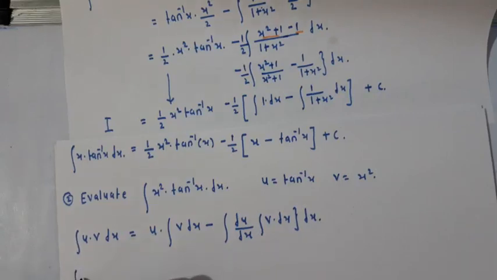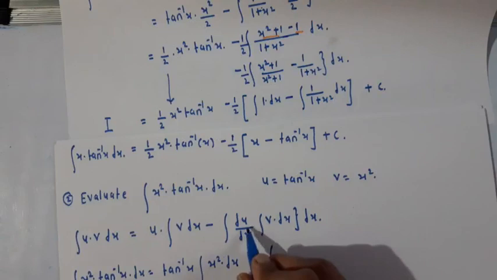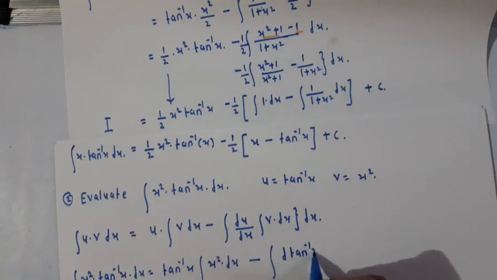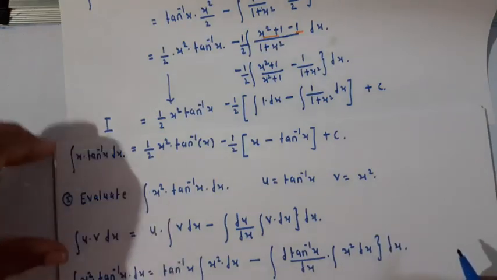Now integration of x square into tan inverse of x with respect to x. So u means the function, that is tan inverse of x, tan inverse of x, into the integration of v, x square, with respect to x, minus the integral of the differentiation of tan inverse of x with respect to x into the integration of v, that is x square with respect to x, and the integration of the whole function with respect to x.